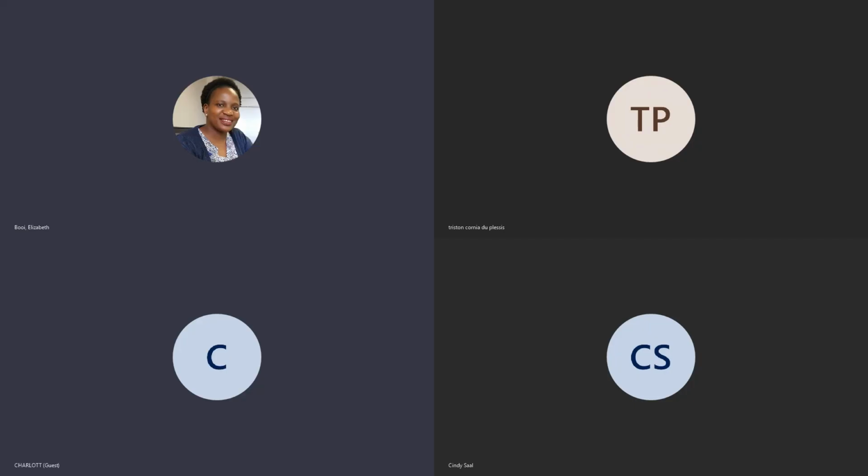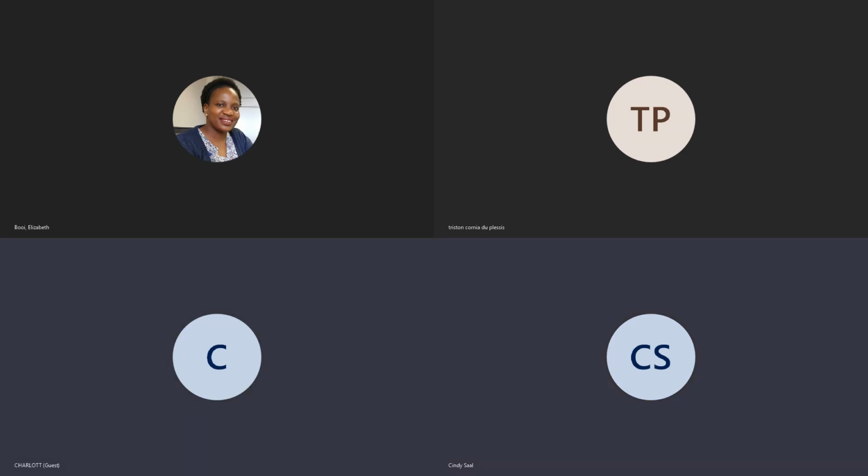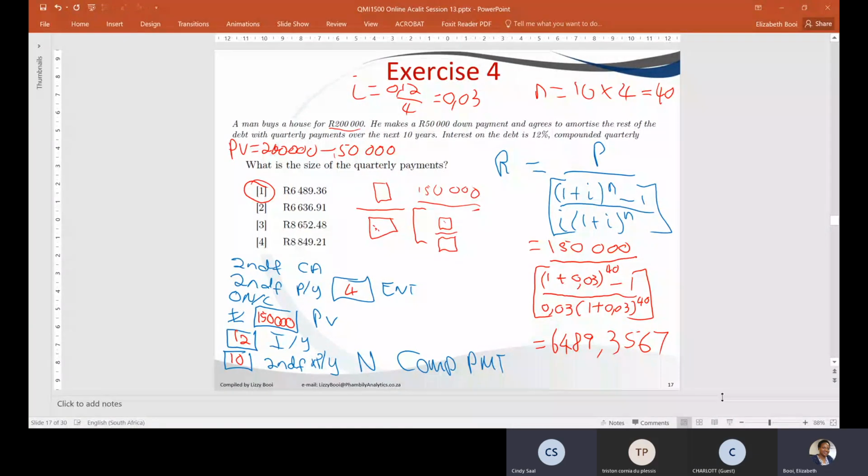I'm sorry, Lizzie. Can you please help me with my financial calculator? It's cutting off the numbers after the comma. How do I reset it so that it shows me the decimals too? Okay, we'll do that just now. You press setup.